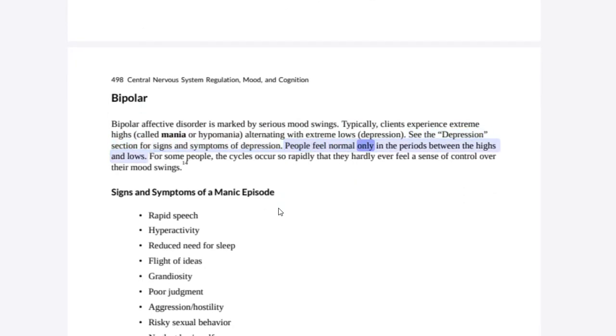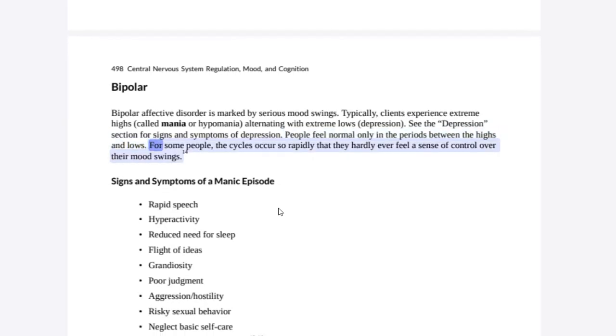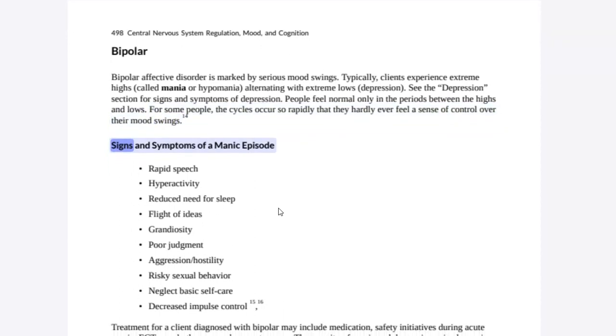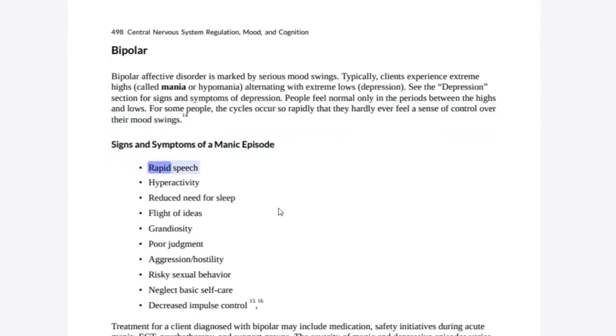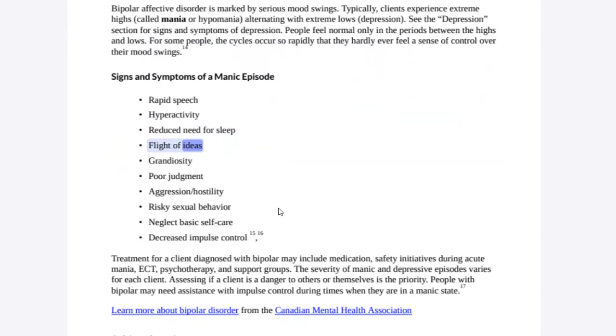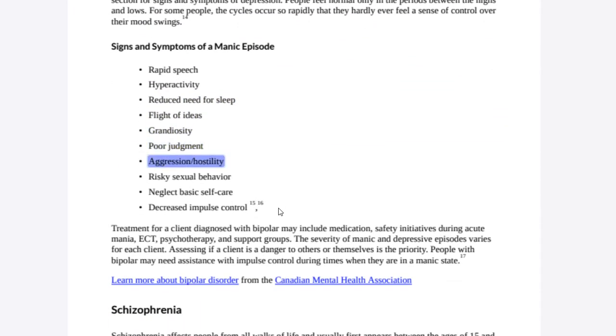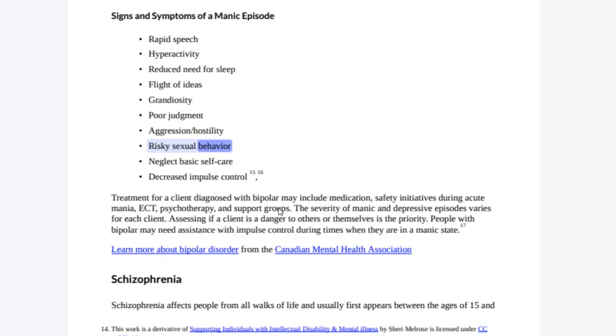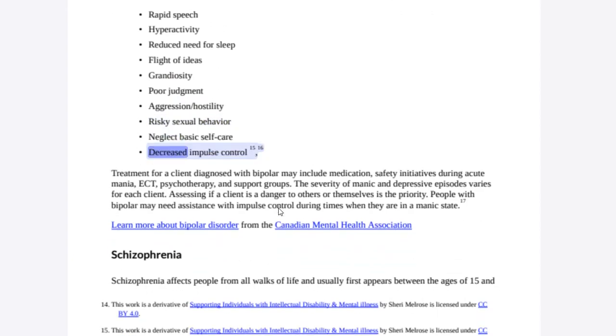People feel normal only in the periods between the highs and lows. For some people, the cycles occur so rapidly that they hardly ever feel a sense of control over their mood swings. Signs and symptoms of a manic episode: rapid speech, hyperactivity, reduced need for sleep, flight of ideas, grandiosity, poor judgment, aggression, hostility, risky sexual behavior, neglect of basic self-care, decreased impulse control.